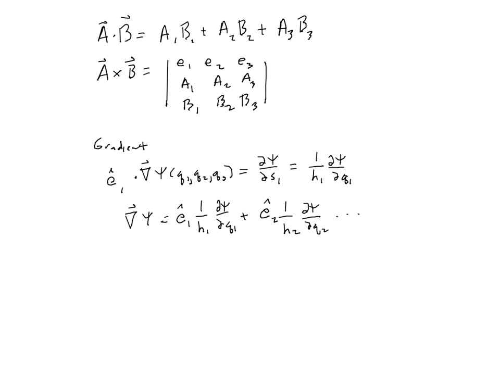But in spherical coordinates, when you take your derivative with respect to theta, you've got this 1 over r term. With the phi, there's the r sine theta term, and that's coming from the h's.